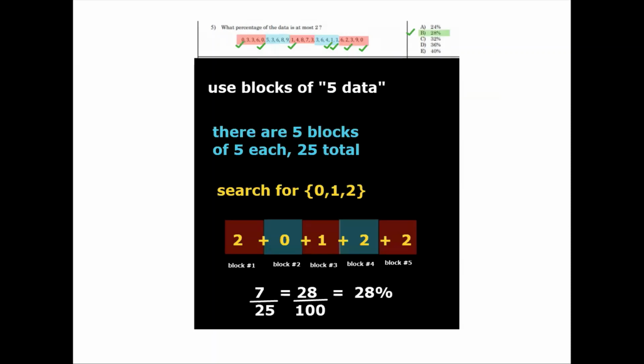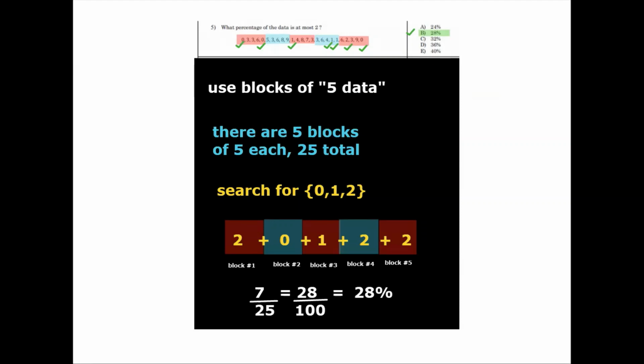Question 5, what is the percentage of data that is at most 2? Well, again, as a basic computer science job, if you work for a professor or work for a company where you're a data sorter, there's a long string of data here. So again, by using blocks of 5, it really helps you organize and do the math properly without making errors.